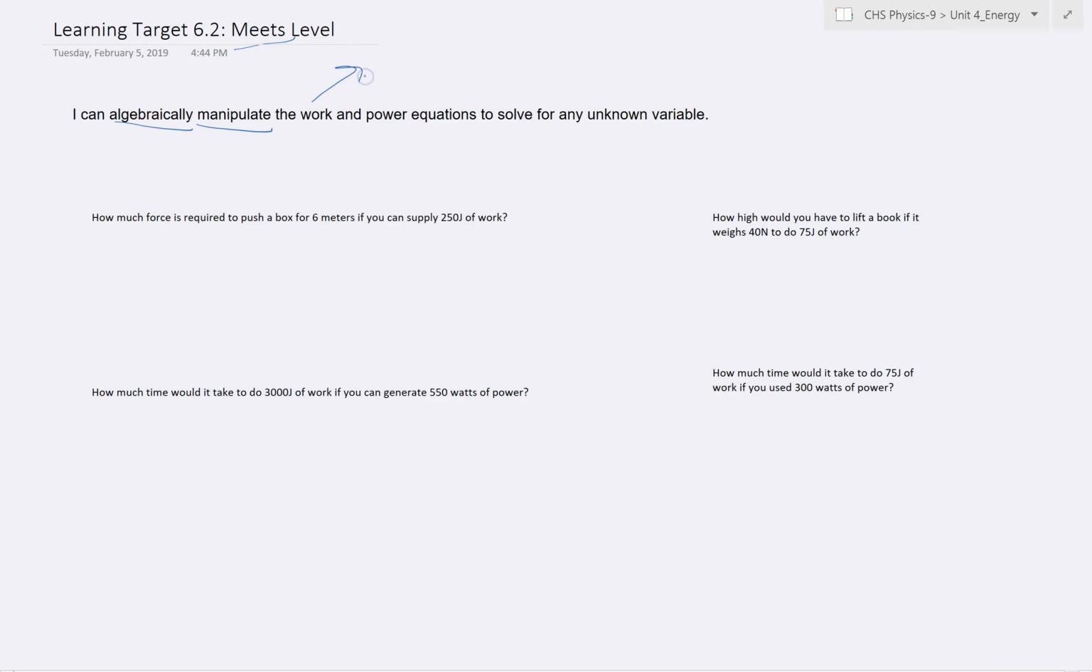As a reminder, the work equation is work equals force times distance, and power equals work divided by time. It's how quickly you can do work. So really, these two equations are used together a lot, especially if you're trying to calculate power.